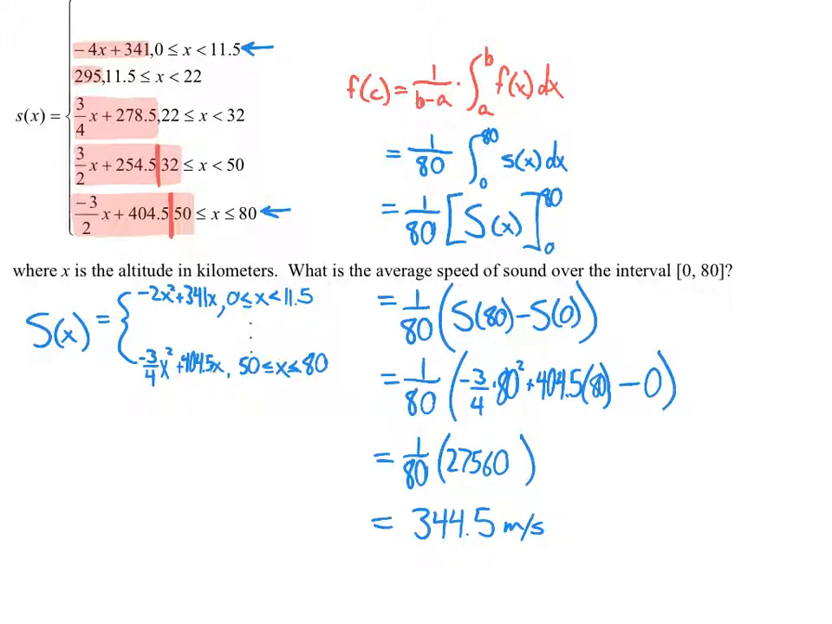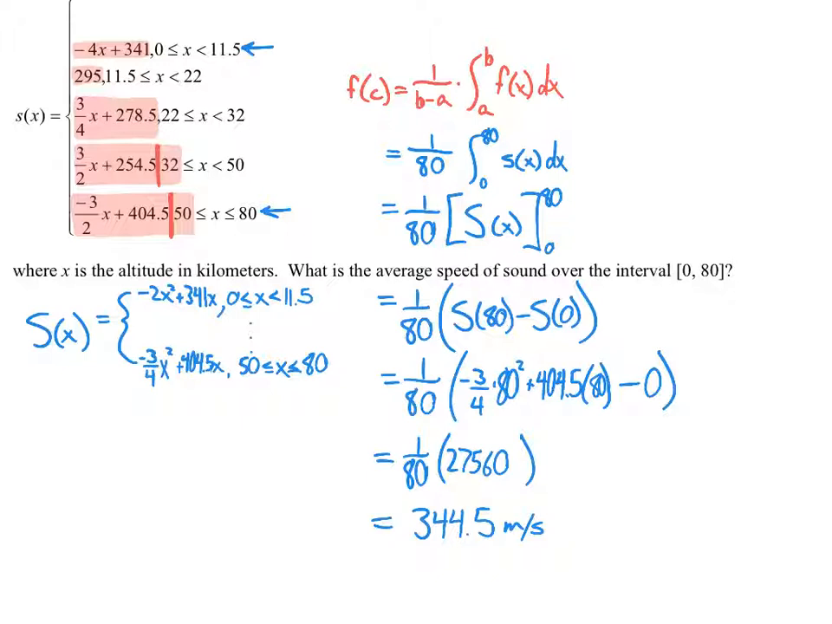Probably going to be 355. Yeah, I don't know how much of a difference that is between the two. We could figure it out. If you plug in 0, it's 341 meters per second on the Earth's surface. If you plug in 80, you'd get 40 times negative 3, negative 120, so that'd be 284.5. So it's actually about 80 meters per second slower when you get up to 80 kilometers off the surface of the Earth.